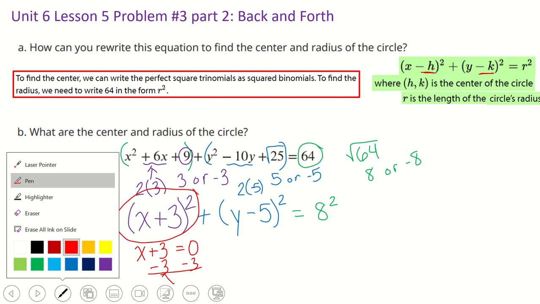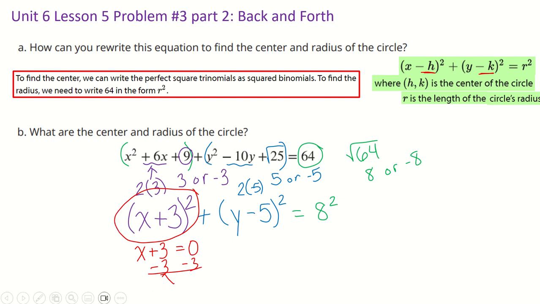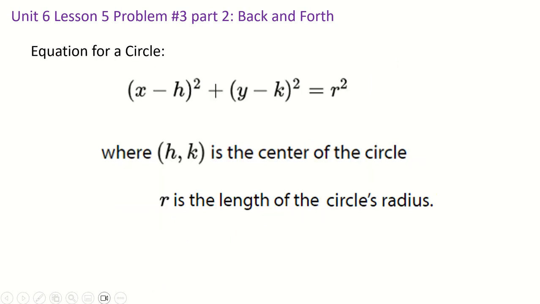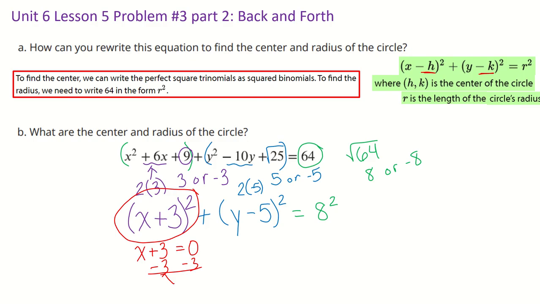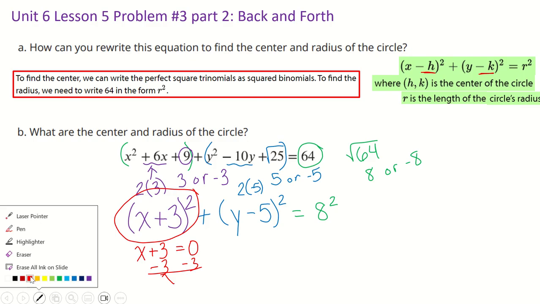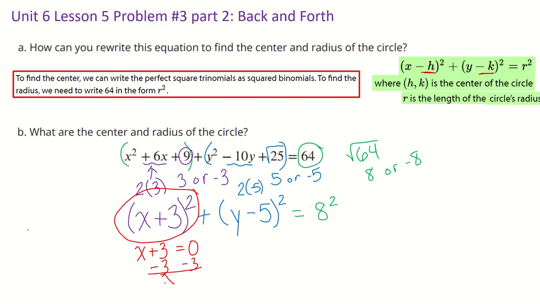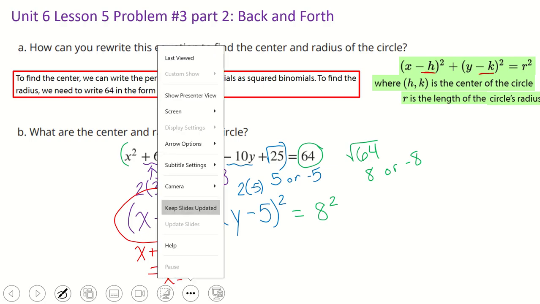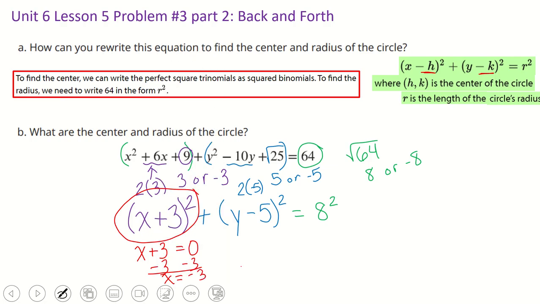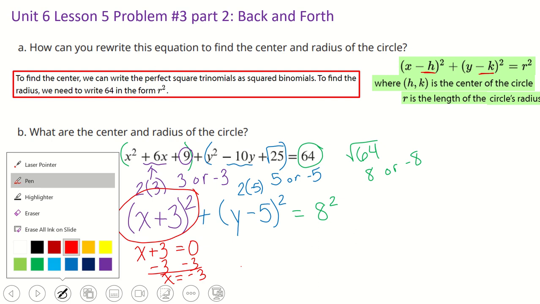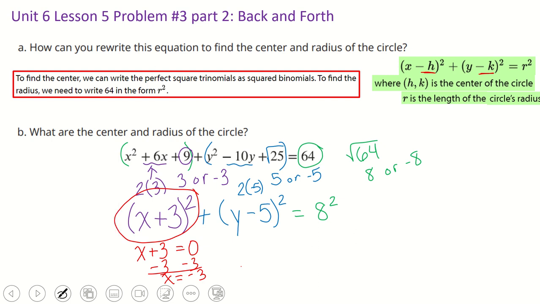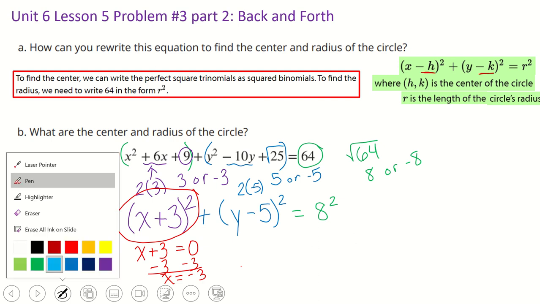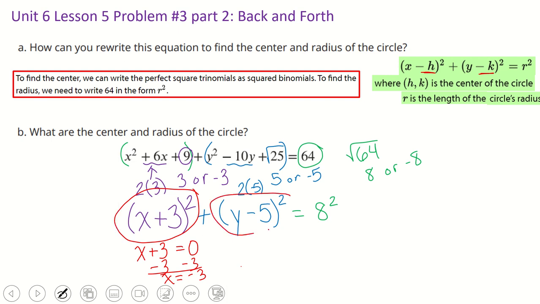Okay, sorry about that. It should be x equals negative 3. Okay, then I need to figure out my k value. So again, my k value is now coming from this one.